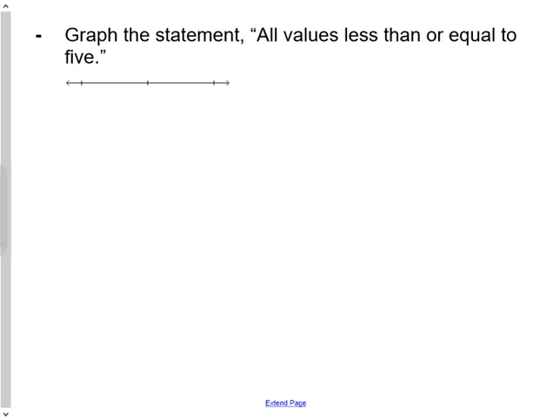Graph the statement all values less than or equal to 5. All values less than or equal to 5 numerically looks like that. And when graphed, I told somebody, make sure you put whatever value it is in the middle. This would be 6 and this would be 4. Since 5 is included, it's a closed boundary point because the value has to be equal to or less than. And all values less than or equal to 5 would go this way on my number line.